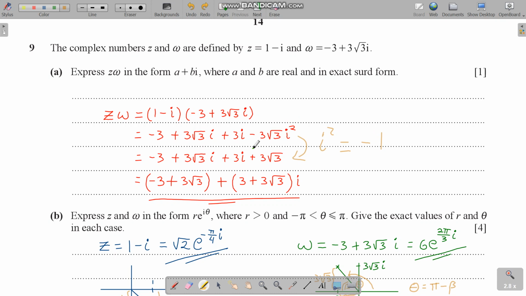And now we can collect the real part. So the real part is minus 3 plus 3 root 3, and the imaginary part is 3 root 3 plus 3 times i.